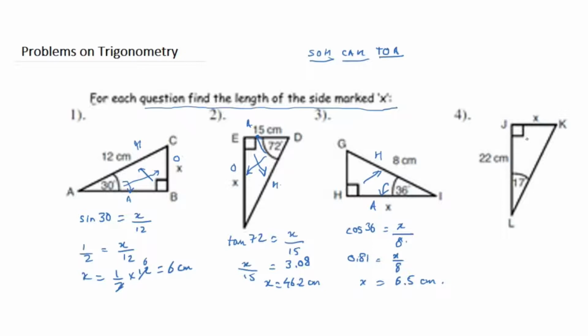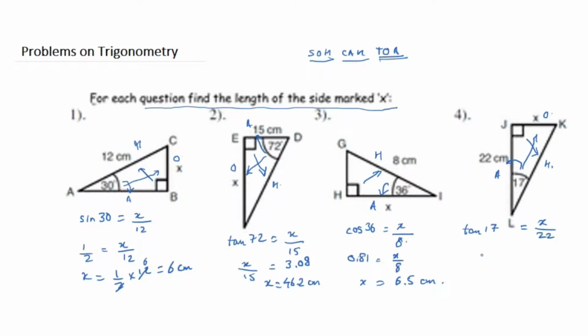And in the last one, the side opposite to the right angle is the hypotenuse. The side next to the angle given is the adjacent, and the side opposite to the angle given is the opposite. So here we know the adjacent, we need to find out the opposite. So obviously opposite and adjacent, we need to use tan for that. So we can say that tan 17 should be equal to opposite over adjacent.